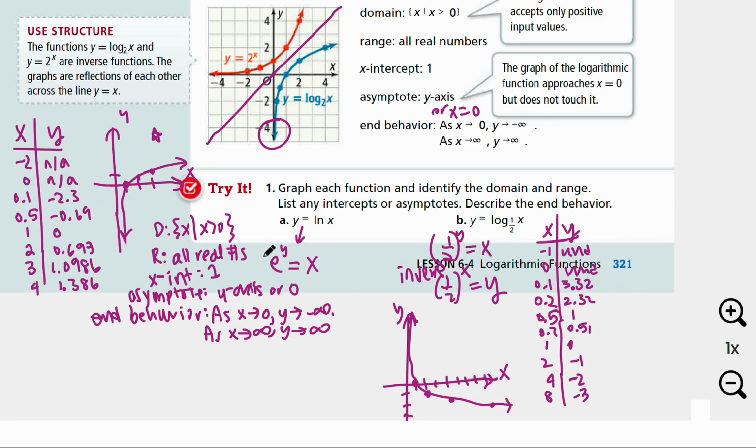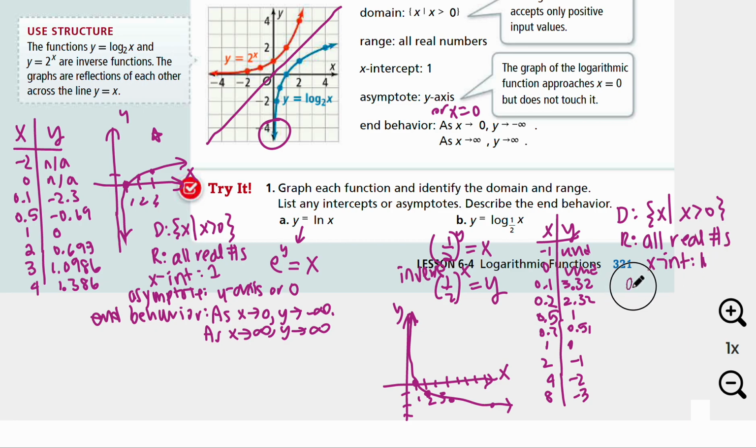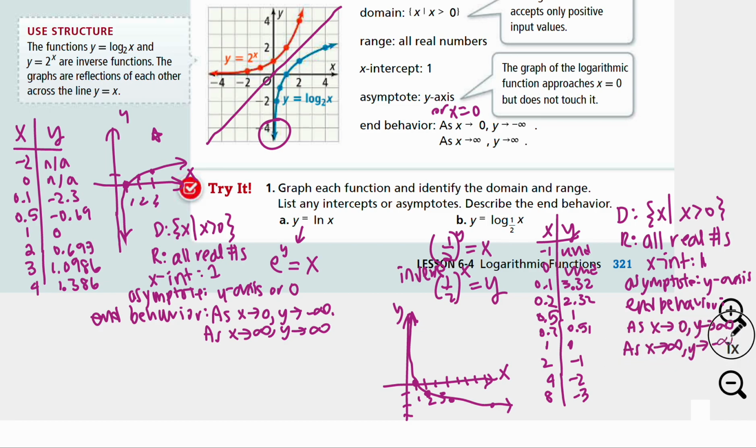That's the approximate graph. Okay, 1, 2, 3. Let me label that. And then your domain is anything greater than 0. Range, all real numbers. And then x-intercept, 1. And then the asymptote, the y-axis, or x equals 0. And the end behavior is as x approaches 0, y approaches positive infinity, right? As x approaches positive infinity, y approaches negative infinity.